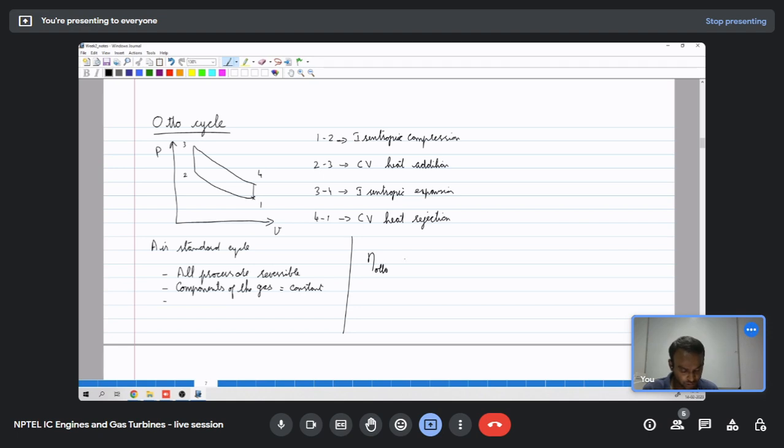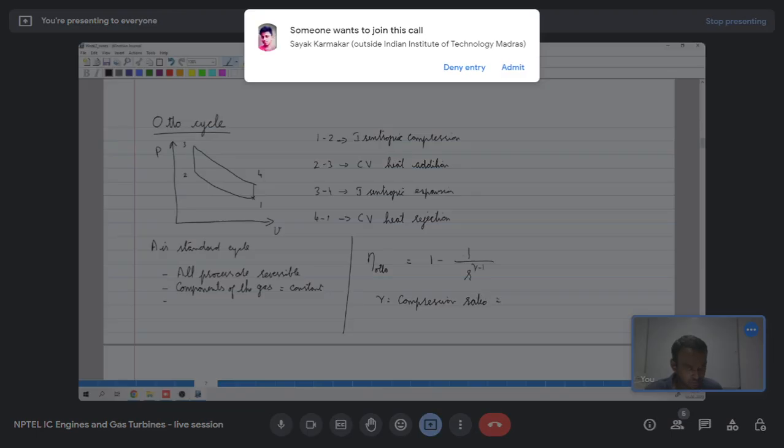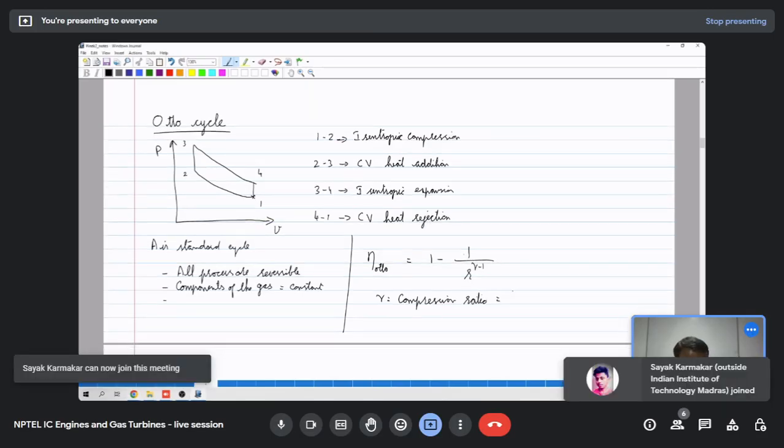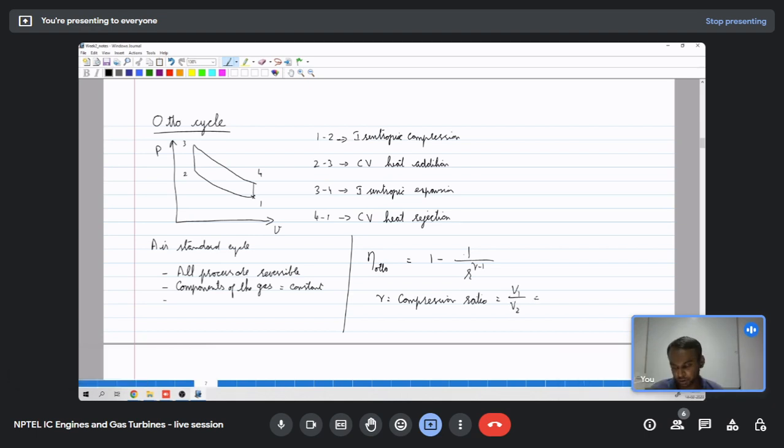as 1 minus 1 by r power gamma minus 1. Here r is the compression ratio. Compression ratio can be written as volume at 1 by volume at 2, or volume before compression divided by volume after compression, or volume at 4 by volume at 3. So that is volume after expansion to volume before expansion.